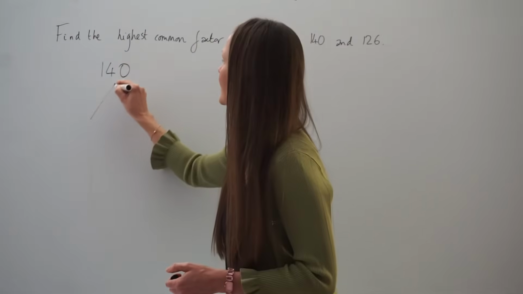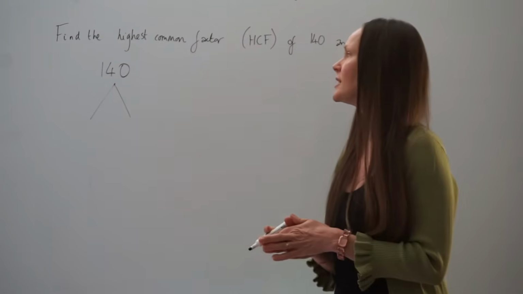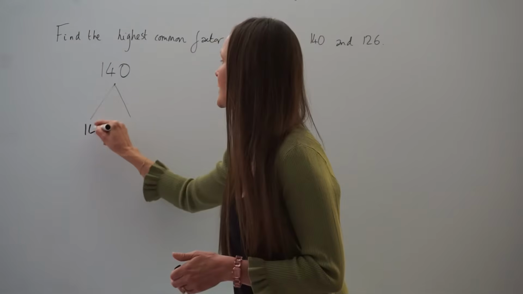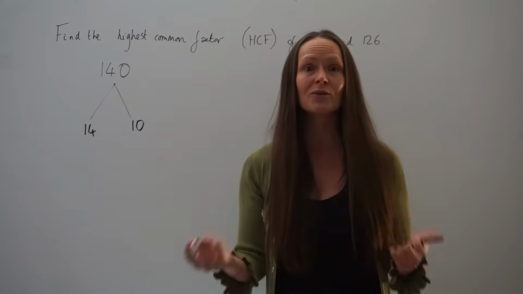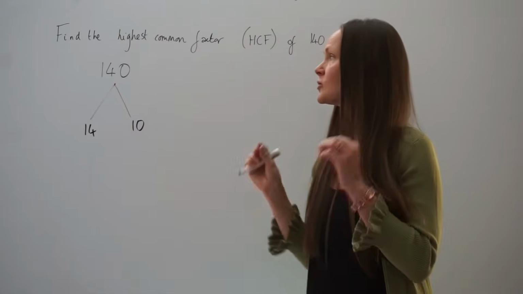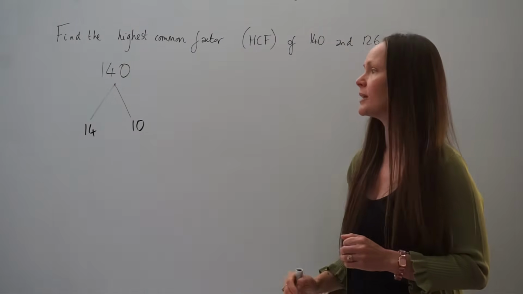So here I need to think of two factors that multiply together to give 140. So I'm going to use 14 and 10. Remember, it doesn't matter which pair of factors you choose, you'll get the same answer at the end. Just don't choose 1 and 140, okay, or you won't be able to draw out the tree.